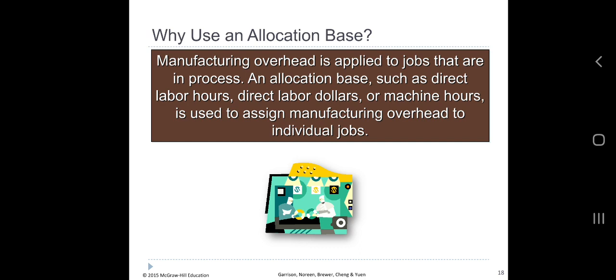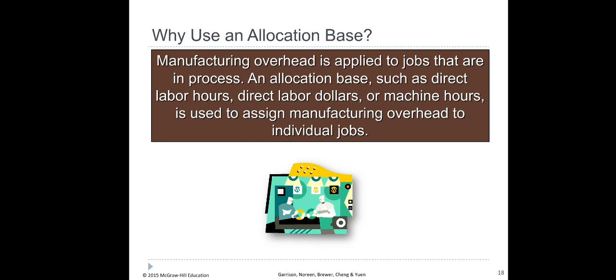Okay, when you want to calculate the overhead cost, the problem is the overhead cost of a business does not have a direct relationship with a single job. So that is the problem. So let's see how to calculate that. When you want to calculate overhead cost for a job, you have to allocate the cost or to divide the cost using a certain method.